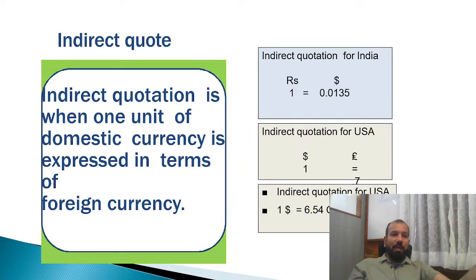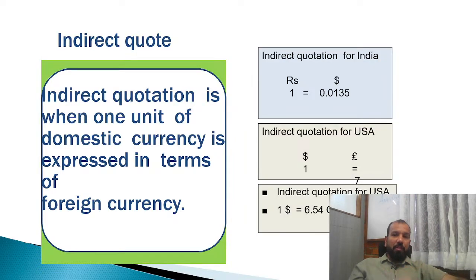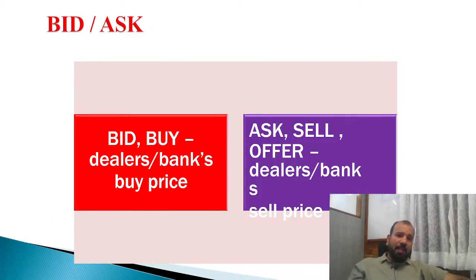Indirect quotation is when one unit of domestic currency is expressed in terms of foreign currency. 1 rupee is equal to how many dollars? That is called an indirect quote. So in a direct quote, $1 is equal to 74 rupees. Now, for the indirect quote, 1 rupee is equal to how many dollars? It is 1 divided by 74, which will be 0.0135. Simple.